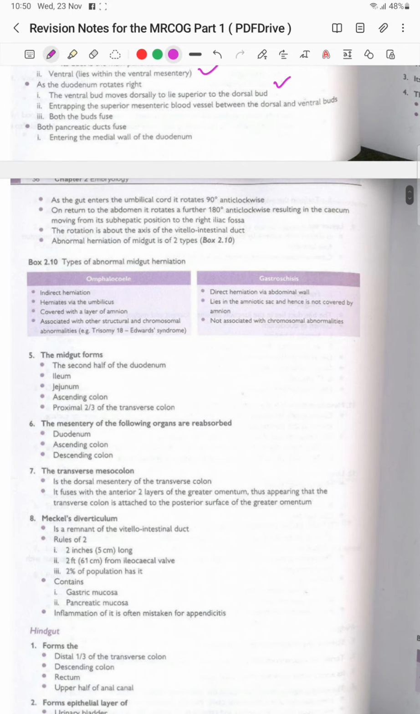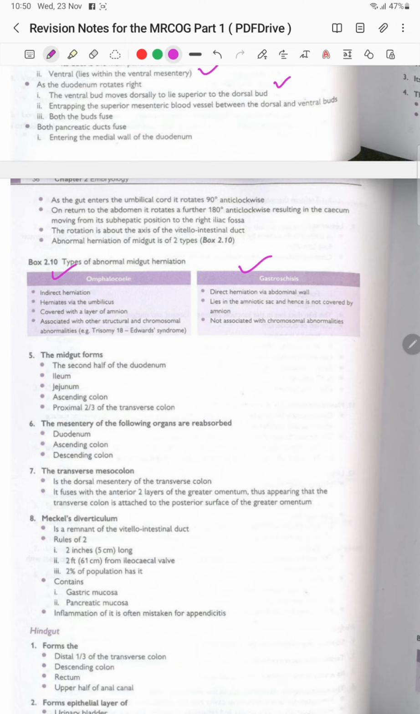As the gut enters the umbilical cord, it rotates 90 degrees anti-clockwise. On return to the abdomen, it rotates a further 180 degrees anti-clockwise, resulting in the cecum moving from the subhepatic position to the right iliac fossa. The rotation is about the axis of the vitello-intestinal duct. Abdominal herniation of the midgut is of two types, the omphalocele and the gastroschisis.